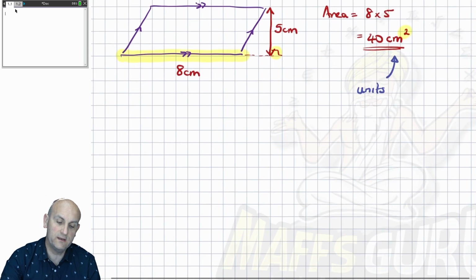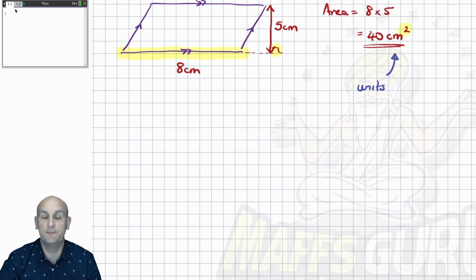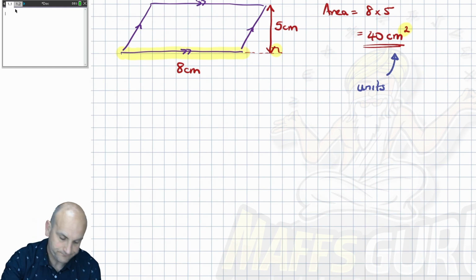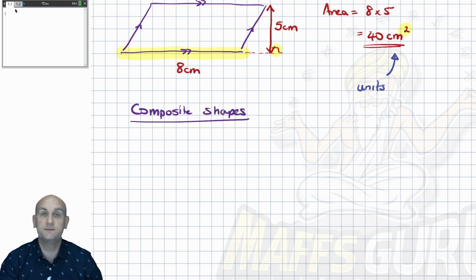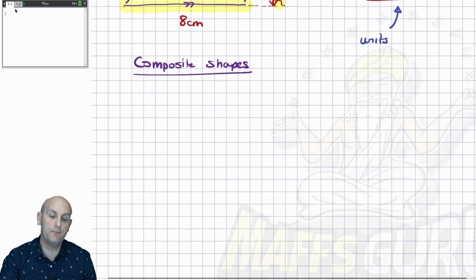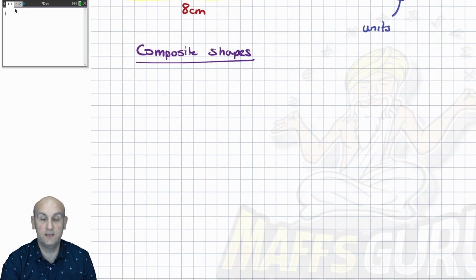Now, the last part of this particular introduction is about composite shapes. All right, so composite shapes. What is a composite shape? It's a shape made up of other shapes. That's literally all it is.